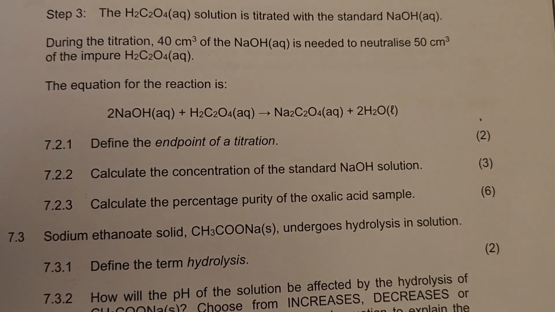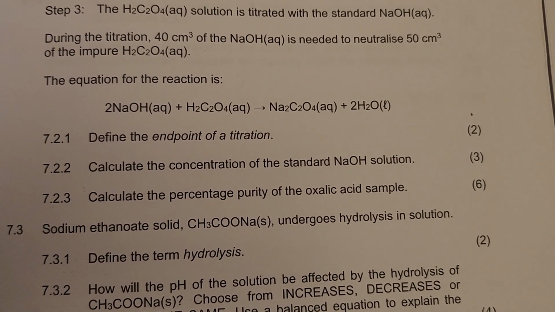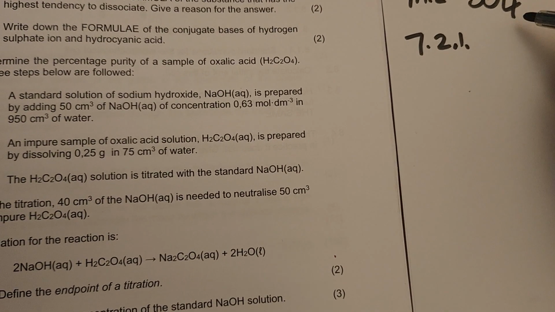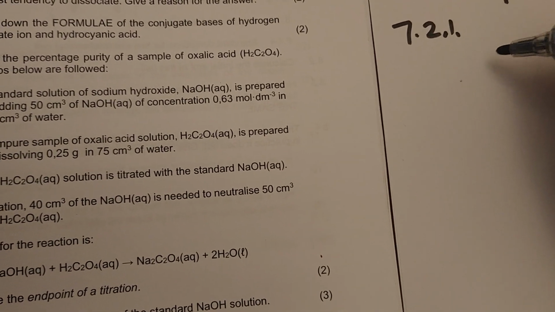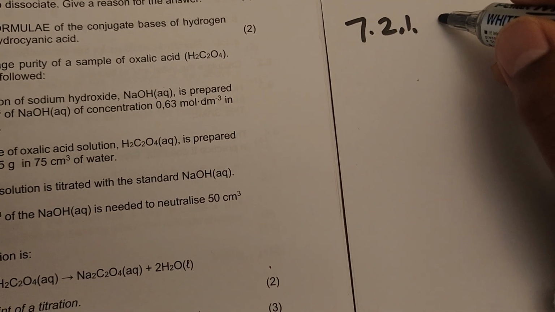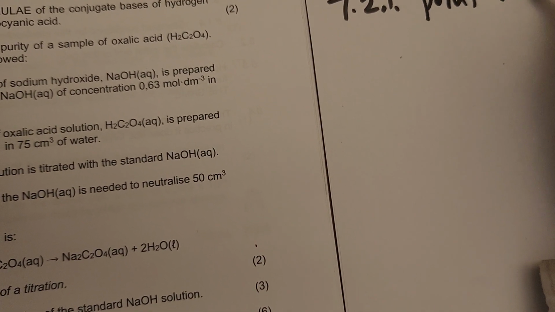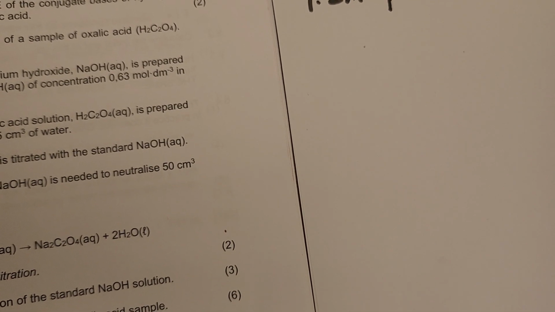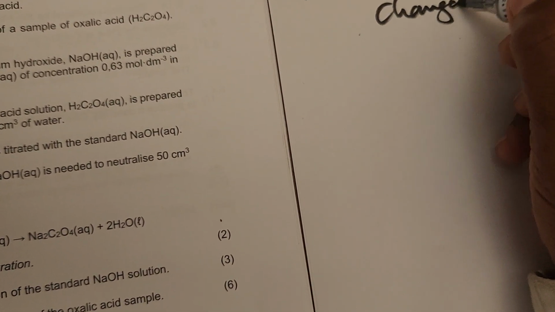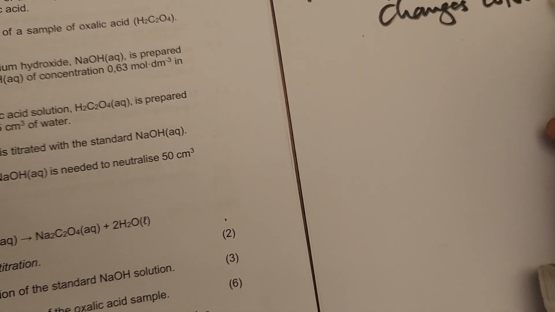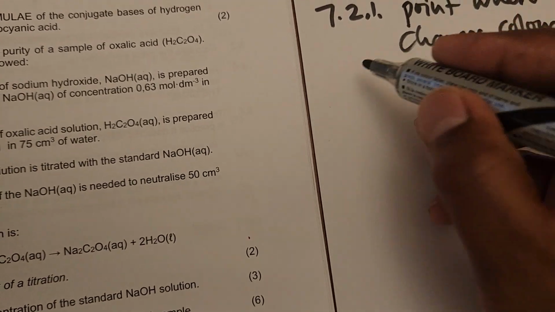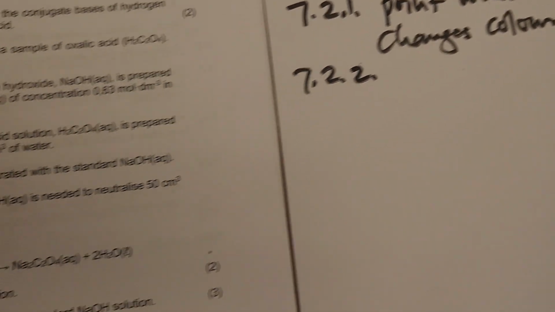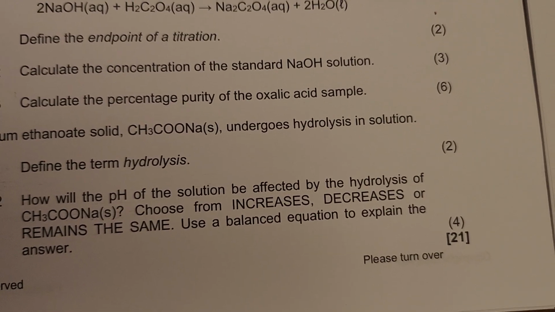Now they are telling us to say the first one, define endpoint of a titration. Endpoint is normally when the color of the indicator changes. So it is the point where the indicator changes color. Fine, 7.2.2. So it is a point where indicator changes color. 7.2.2, they say calculate the concentration of the standard solution.